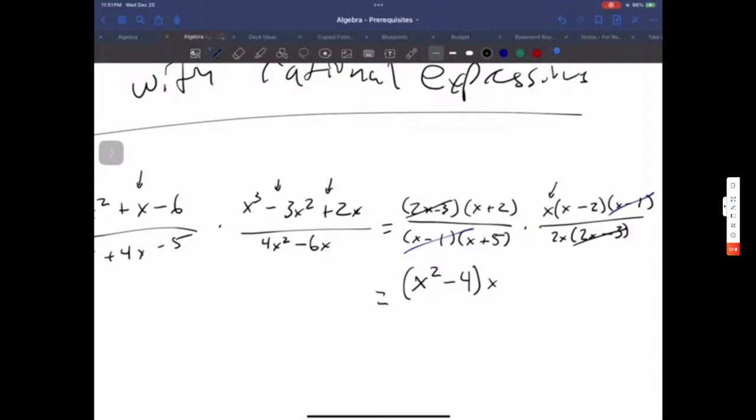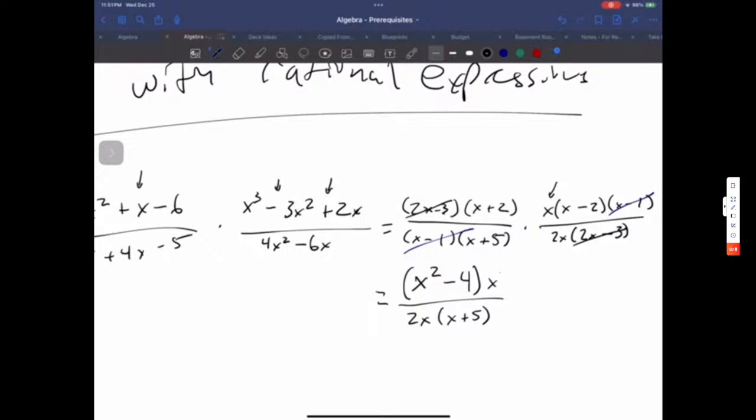Remember, when you multiply, you just multiply the tops and you multiply the bottoms, the numerators and the denominators, and that's what you end up with. So on the bottom you'll have 2x, and then you'll have x plus 5. Now, I do see a mistake that I made, which isn't necessarily a mistake because math still works out.